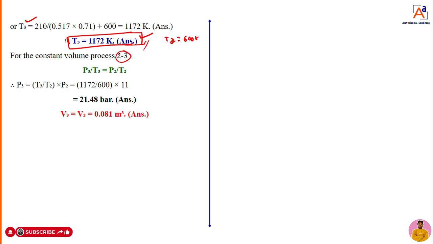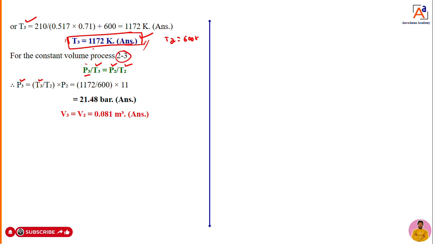Okay, fine. Now I will move towards the next process, 2 to 3, constant volume heat addition. That is P3 by T3 is equal to P2 by T2. I know the value of T3, P2 I already calculated, but the only unknown is P3. So I will modify this equation to get the value of P3. Therefore P3 is equal to T3 by T2 into P2.